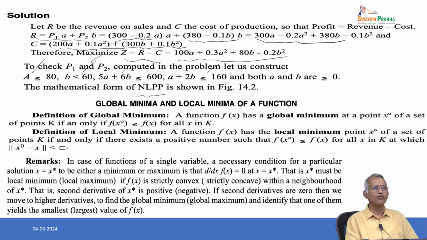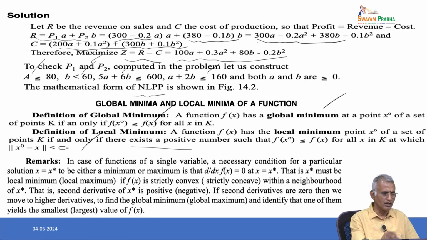So, we know what the meaning of global minimum is. A function has a global minimum at the point x naught of a set K if f of x naught is less than or equal to f of x for all x in K. For the local minimum, we have the point x naught of the set, if and only if there exists a positive epsilon such that f of x naught is less than or equal to f of x, in which the norm of x minus x naught is less than epsilon.